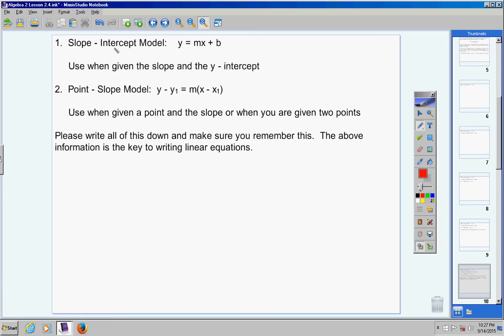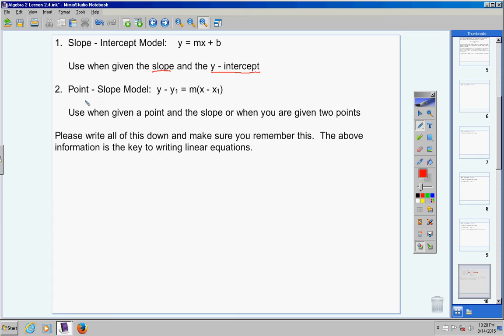This is called the slope-intercept model, y equals mx plus b. You use this model when you're given the slope and when you're given the y-intercept. Got it? Isn't that simple? So if I give you the slope of a line and I give you the y-intercept, then you use this model here. It's so simple. And don't worry about all the y's and the y subscript 1 and the x's and the b's. I'll explain that to you later.